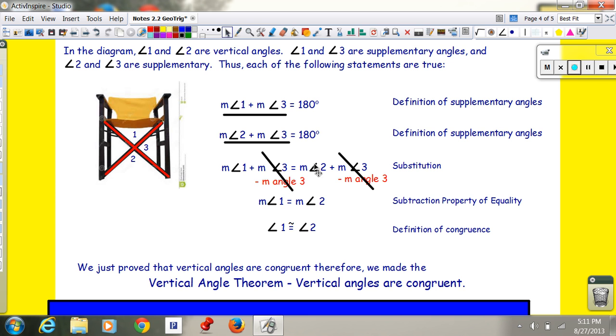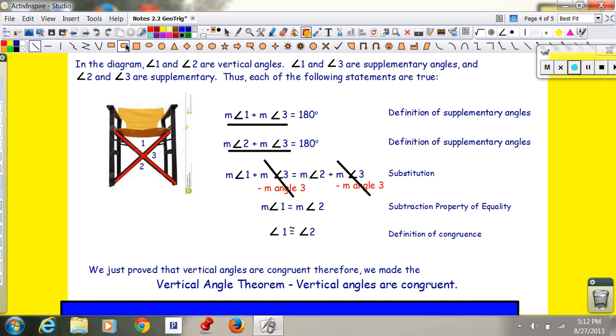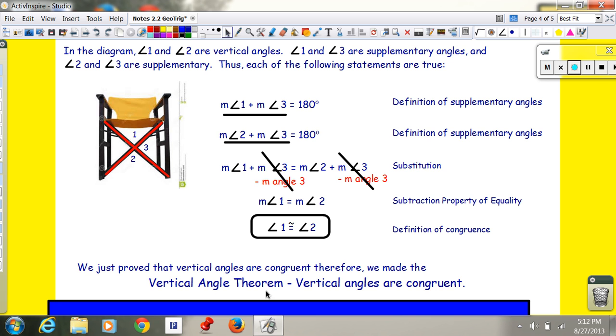So all of this right here, this whole thing, just proved that vertical angles are congruent. It proved that angle 1 is congruent to angle 2 because we started with true statements. These are all true statements, and they're true because of these reasons over here. The true statements led us to this bottom one right here. This bottom statement is telling us that angle 1 is congruent to angle 2, therefore vertical angles are congruent, and we just made up the vertical angle theorem. Once you prove something, it becomes a theorem. Theorems are proven. Vertical angles are congruent.